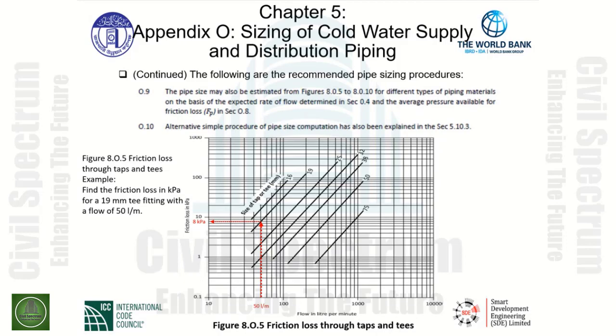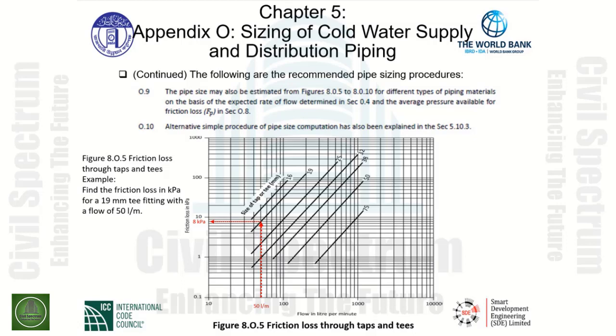As an example, we continue on item 0.9. The pipe size may also be estimated from Figures 8.0.5 to 8.0.10 for different types of piping materials on the basis of expected rate of flow determined in section 0.4 and the average pressure available for friction loss, F sub P, in section 0.8.